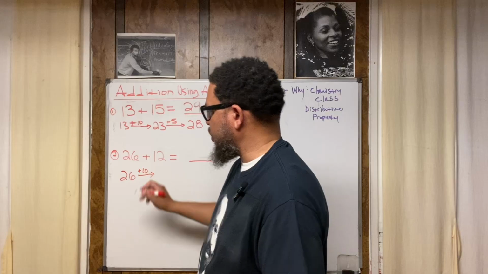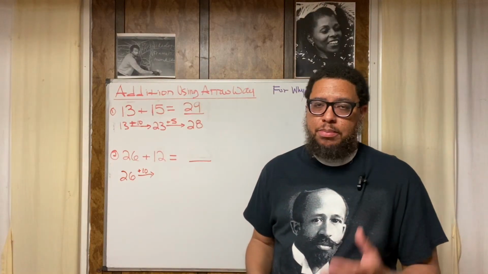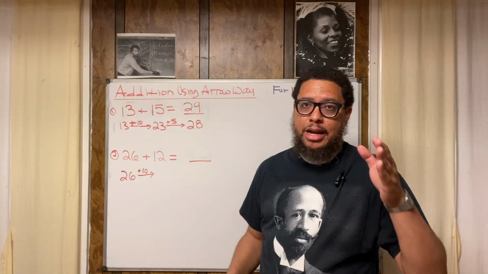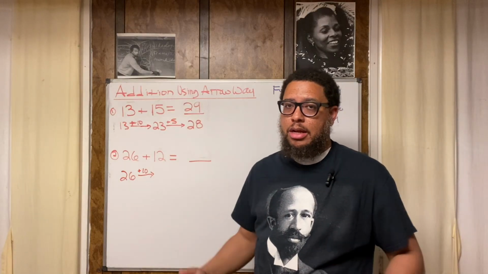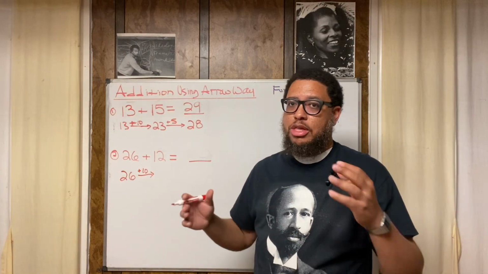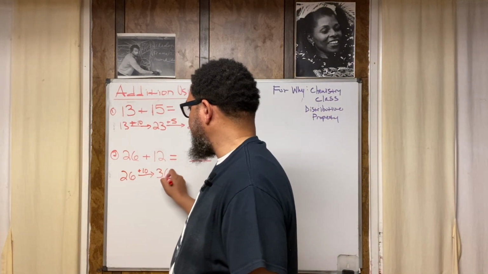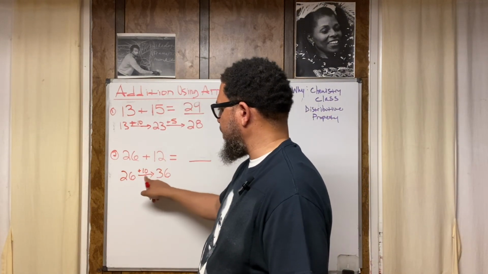All right, now what's 26 plus 10? 26 is made up of 2 tens and 6 ones. So now I'm adding 10. That's one group of 10. So now I got 2 groups of 10 and another group of 10 all together. That gives me 3 groups of 10. So that's going to give me 30. So I'm going to have 36. All right. So 26 plus 10 is 36.